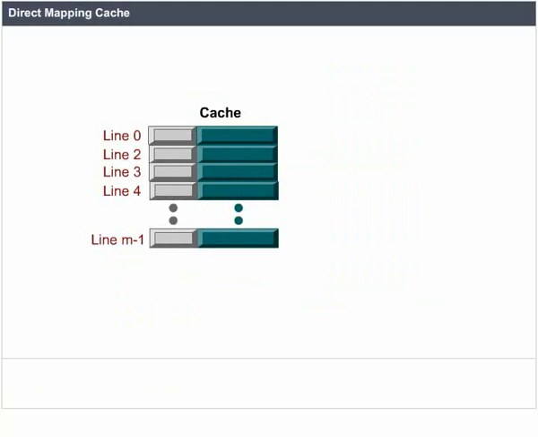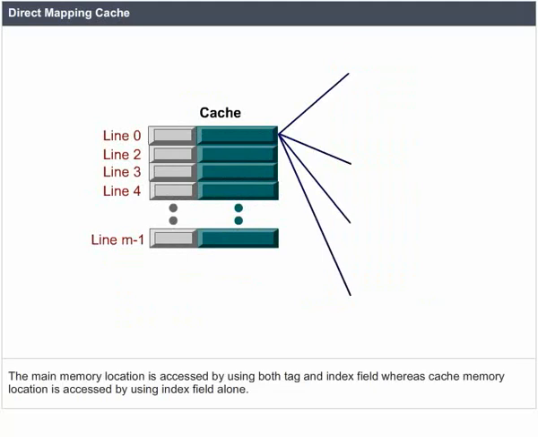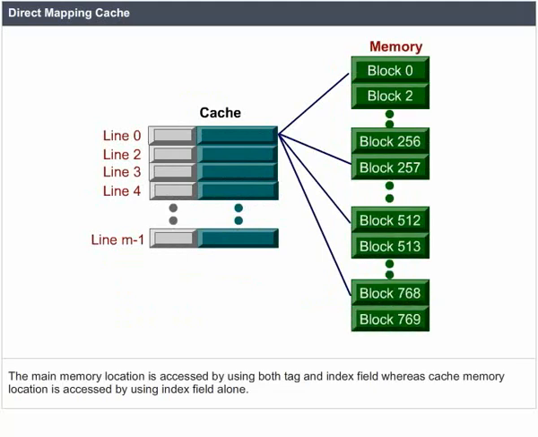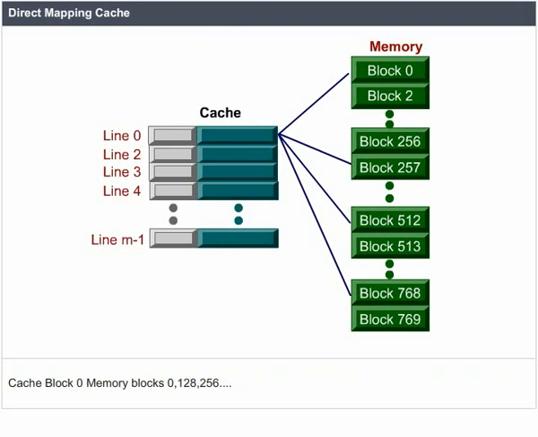Example of associative mapping cache. Direct mapping cache. The main memory location is accessed by using both tag and index field, whereas the cache memory location is accessed by using the index field alone. Cache block 0: memory blocks 0, 128, 256 and so on. Cache block 1: memory blocks 1, 129, 257 and so on.